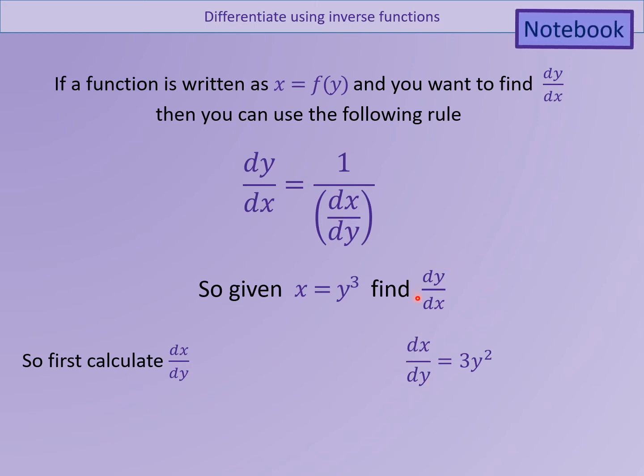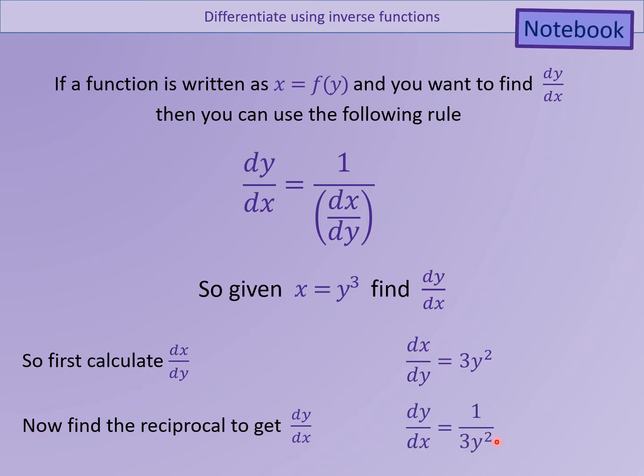The question's asking, what's dy over dx? So I could just finish this off by working out what is 1 over dx over dy. To work out dy over dx, I can just rewrite it as 1 over dx over dy and find the reciprocal. And there we go, I've finished.